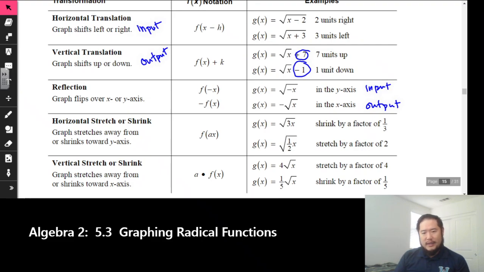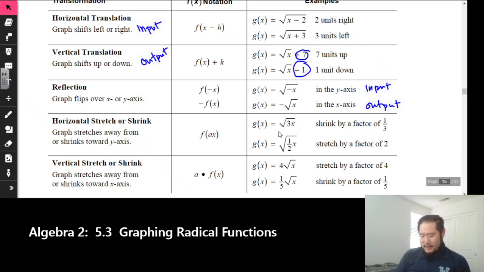Horizontal stretch, shrink. Remember, this one's very tricky because it's almost counterintuitive, but when it's horizontal stretch, you're going to take the reciprocal. If they say stretch of 2, you take 1/2. Sorry, because for horizontal stretch or shrink, you'll take 1/2 for stretch. And if it's shrink, you're going to take a factor of 1/3. You're actually going to take the function, or x, and multiply it by 3.